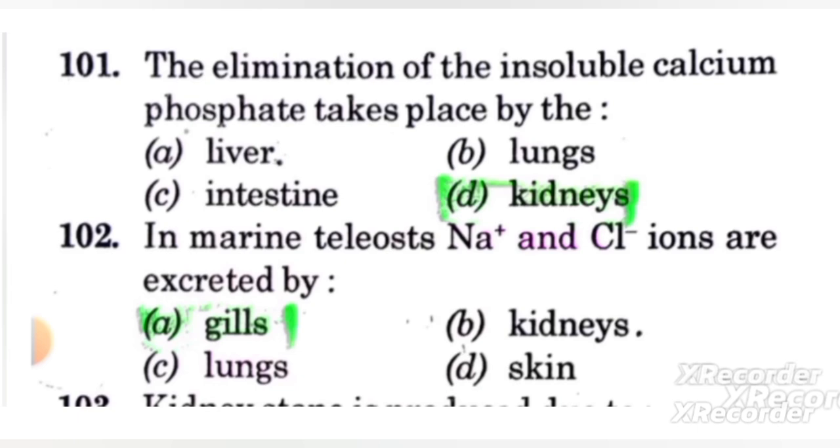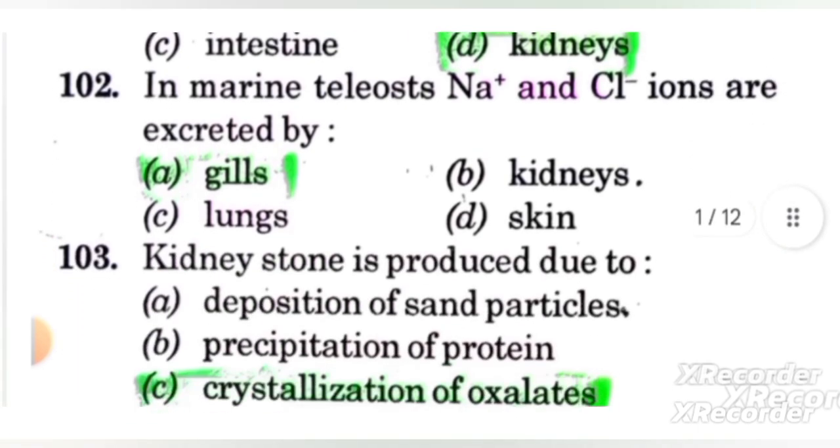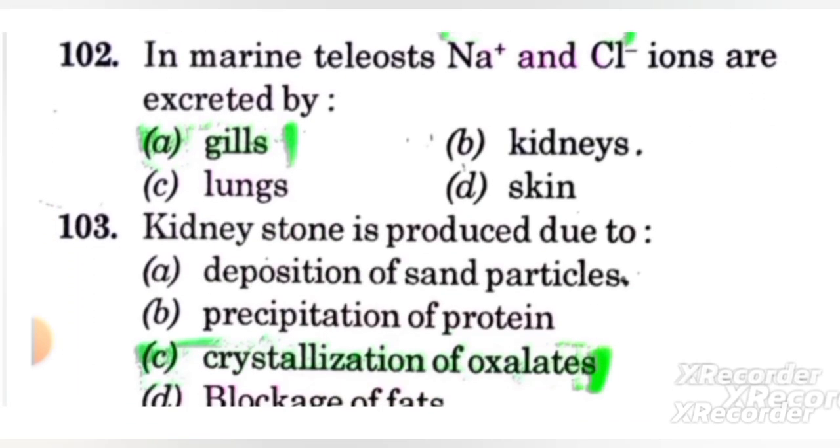Let's start. 101. The elimination of the insoluble calcium phosphate takes place by the? Answer D, kidneys. Next 102. In marine teleosts, Na+ and Cl- ions are excreted by? Answer A, gills. Next 103. Kidney stone is produced due to? Answer C, crystallization of oxalates.